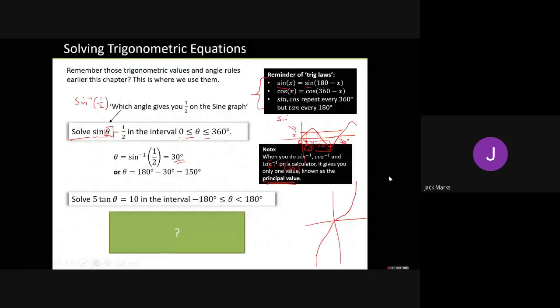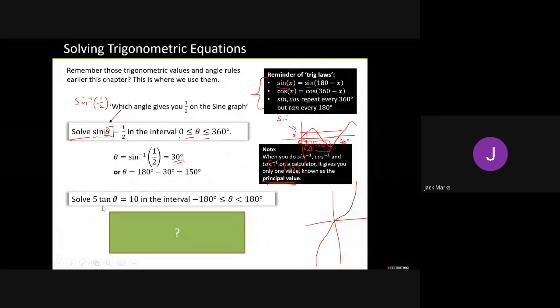So let's just check the question first of all. Solve 5 tan theta equals 10 in the interval minus 180 to 180. So that's quite a big domain, which is why I was getting that picture of a graph. The thing is, we're not actually ready to solve this yet. As you noticed before, you need to do tan to the minus 1 of the answer to get your first value. But it's not 5 tan to the minus 1, it's just tan to the minus 1. You need to get the tan theta bit on its own first of all.